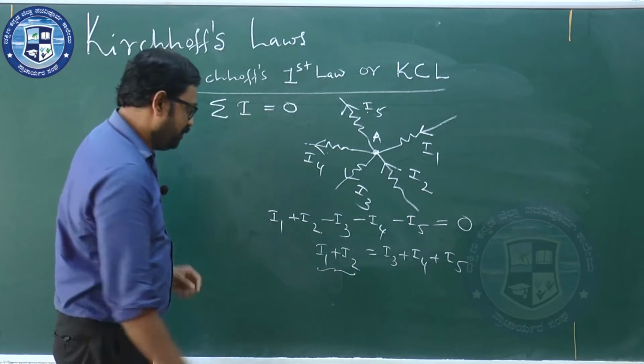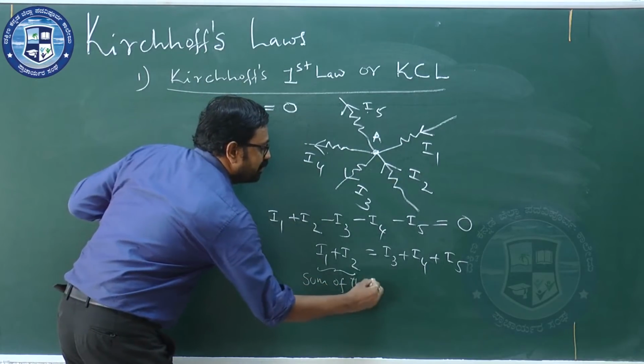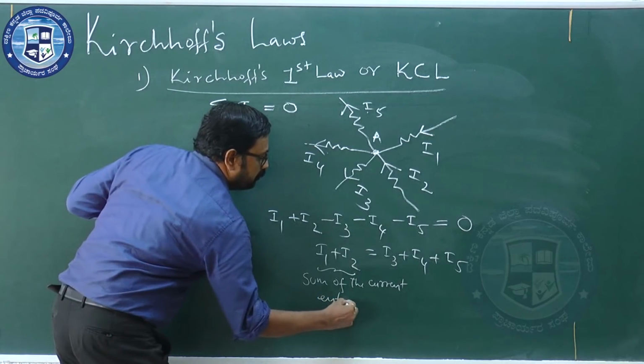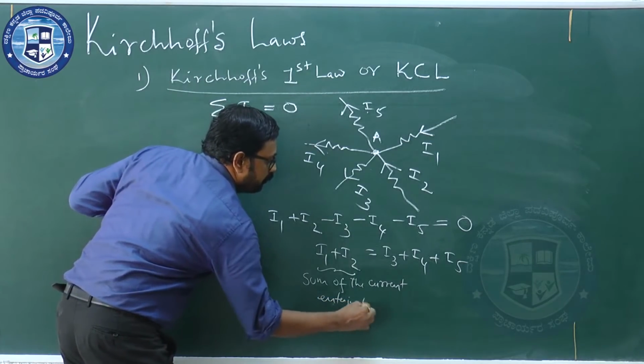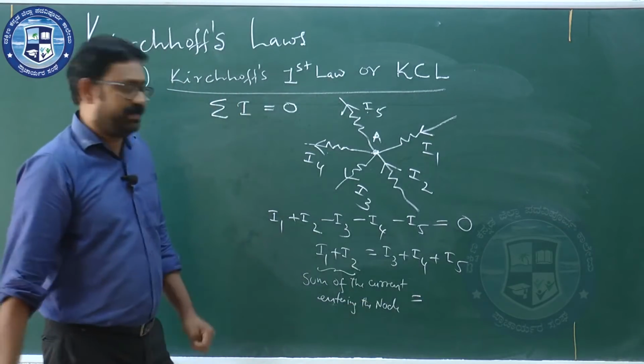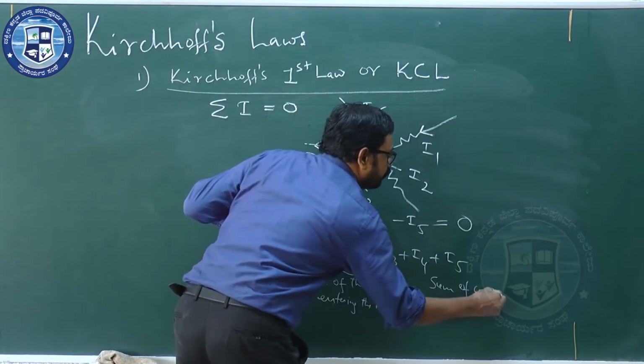What is I1 plus I2? Use a little bit of common sense. It is nothing but the sum of the currents entering the node. What is I3 plus I4 plus I5? It is the sum of the currents leaving the node.